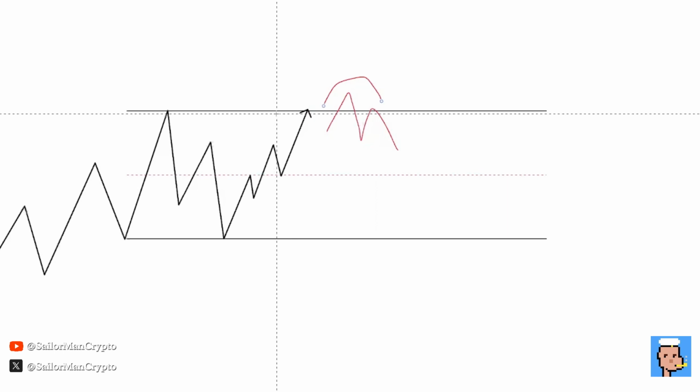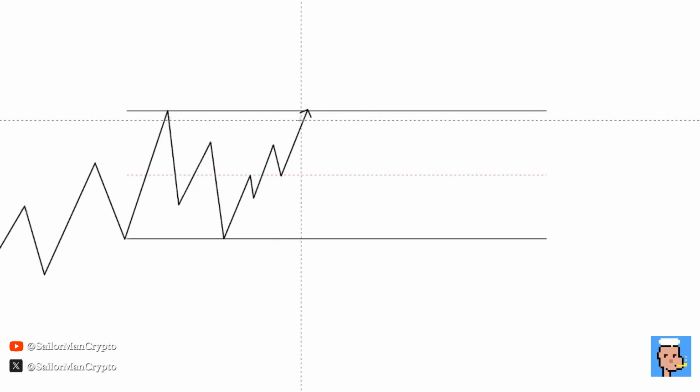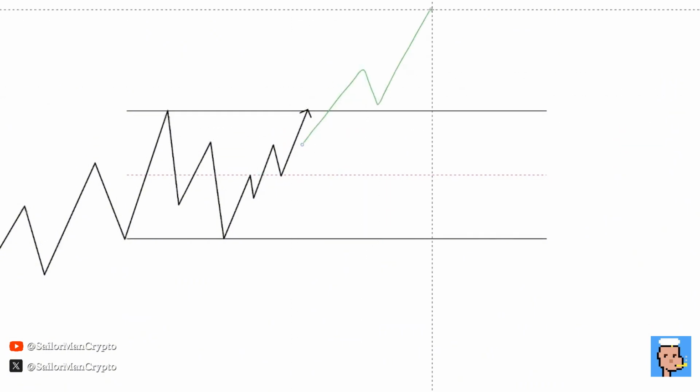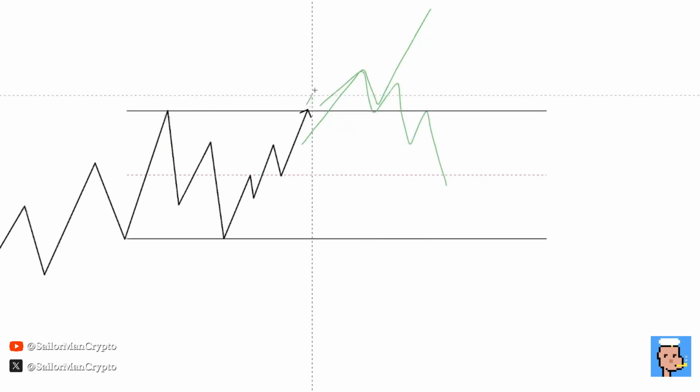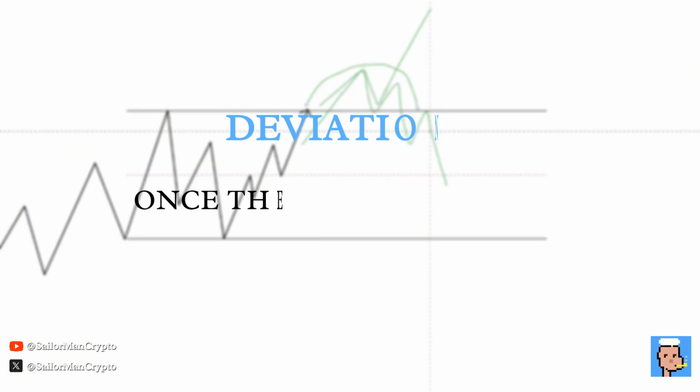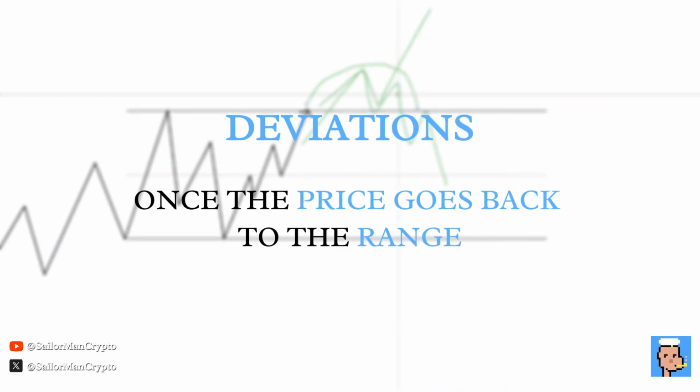So a range can be broken, so we might have a break of the range to the upside or to the downside. But in case the breakout is a trap, a fake out, a bullish trap or a bearish trap, instead of the breakout, price goes back and starts to trade inside the range. We call this fake out, this temporary price action outside of the range, a deviation, once the price goes back and finds acceptance back in the range.